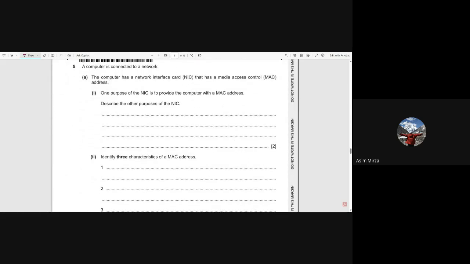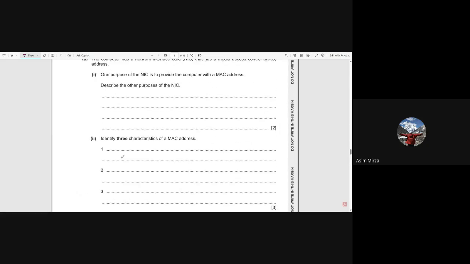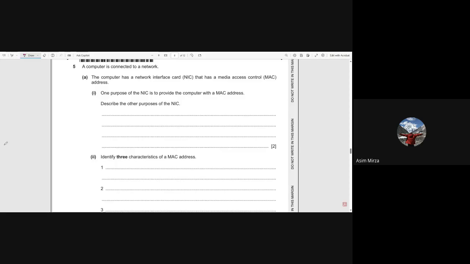So it's question number 5. A computer is connected to a network. The computer has a network interface card that has a media access control address. Okay, it's a MAC address. One purpose of the NIC is to provide the computer with a MAC address. It's a 6-byte or 48-bit address. This is already given, so we are not going to write this as the purpose.